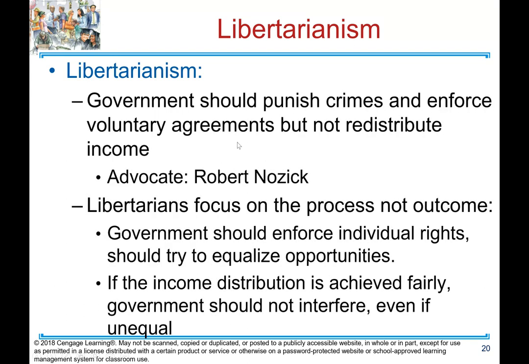Libertarianism is a philosophy that government should punish crimes and enforce voluntary agreements, but not redistribute income. Advocates include Robert Nozick. Libertarians focus on the process, not outcome. Government should enforce individual rights and try to equalize opportunities. If the income distribution is achieved fairly, government should not interfere, even if unequal.